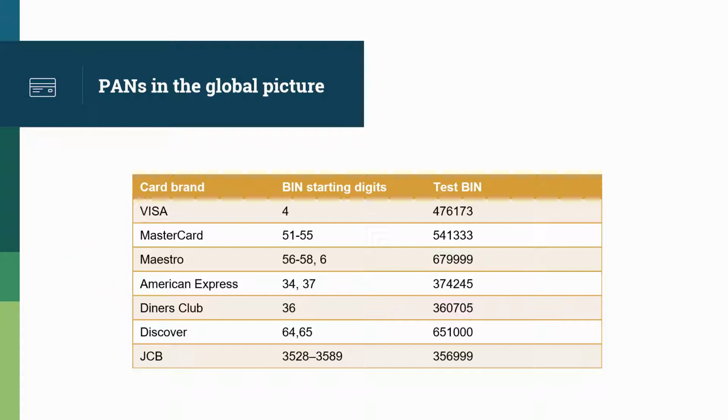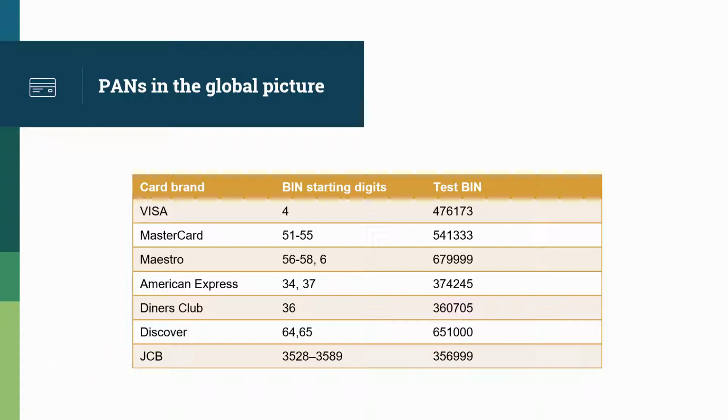679999. A PAN starting with 34 or 37 is an American Express card, and the test BIN for American Express is 374245. A PAN starting with 36 is a Diners Club card, and the test BIN for Diners Club is 360705. A PAN starting with 64 or 65 is a Discover card, and the test BIN for Discover is 651000. A PAN starting with 3528 to 3589 is a JCB card, and the test BIN for JCB is 356999.